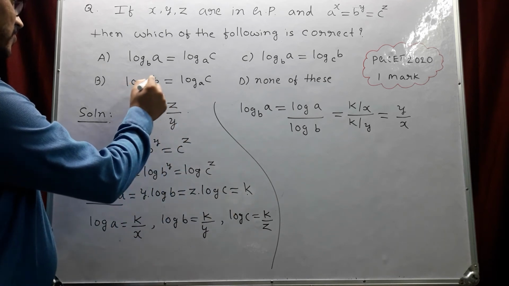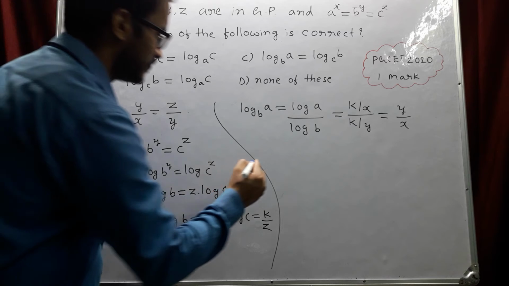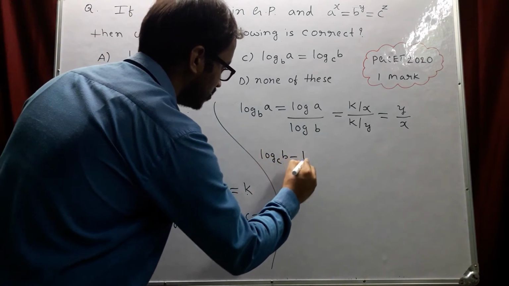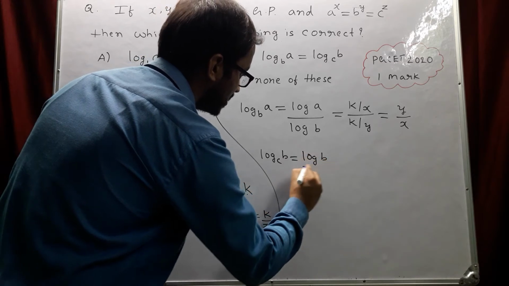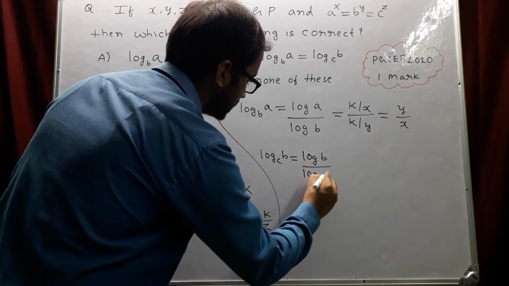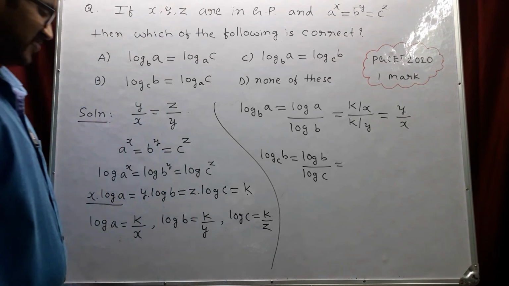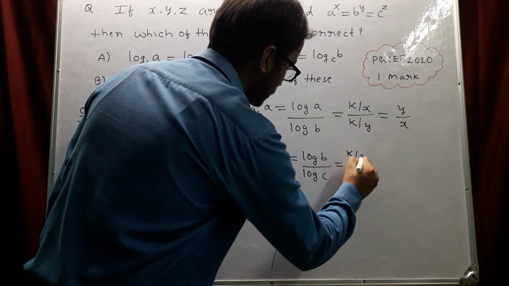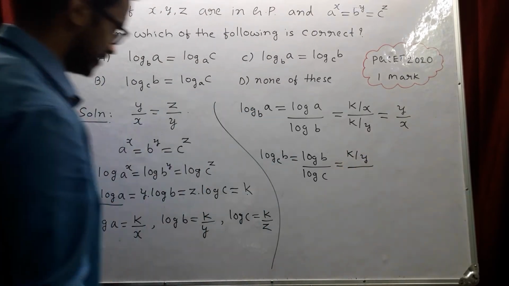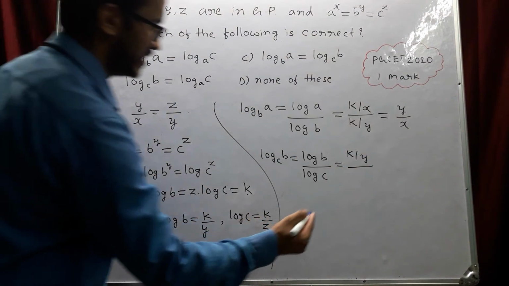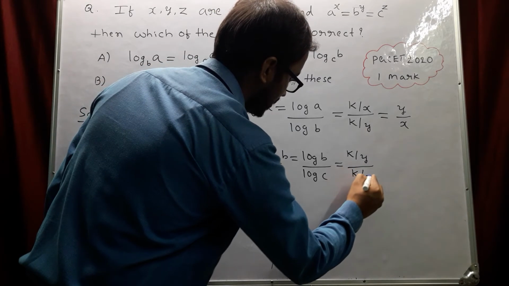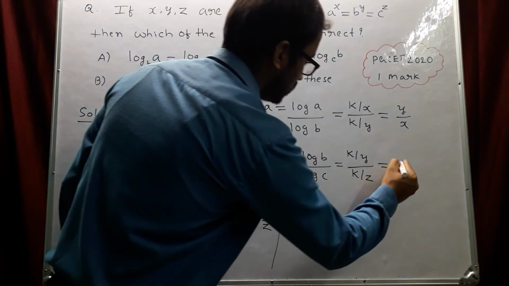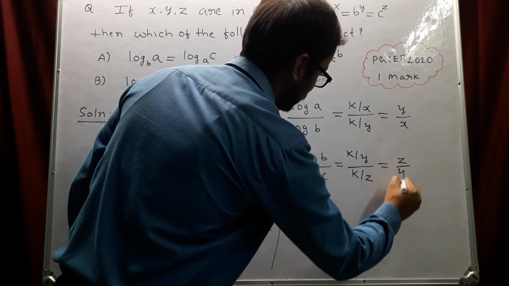Similarly, find the value of log b to the base c. Log b to the base c can be written as log b divided by log c. The value of log b is k by y, divided by log c. Log c means k by z. Again, if you simplify, k will get cancelled. So the value is z by y.